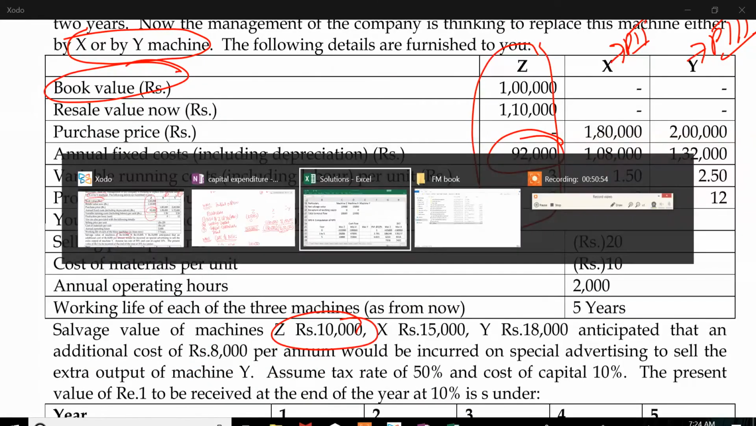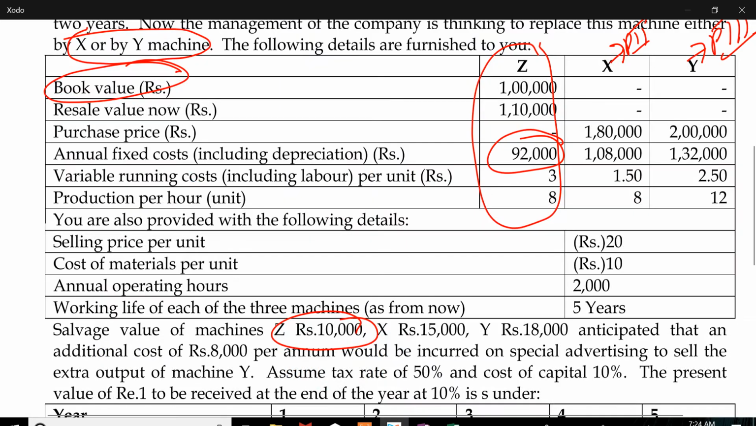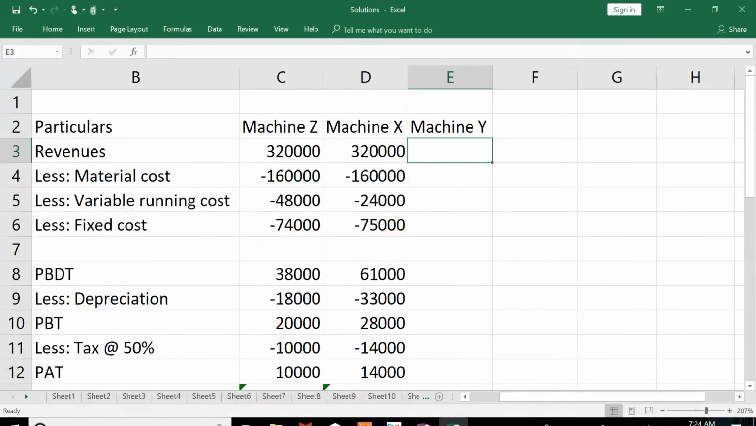How many units will be sold for machine Y? What will be the revenues? It's going to be 2,000 hours into 12, which is 24,000 units, into 20. 4,80,000. It's 24,000 units.